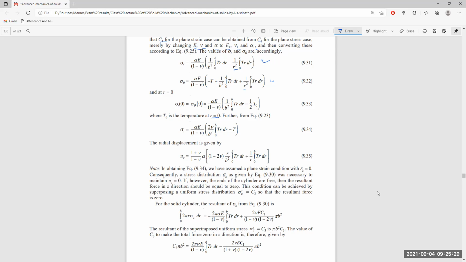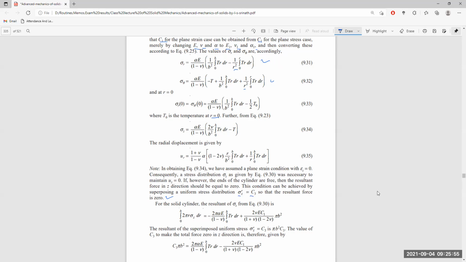However, if the ends of the cylinder are free, then the resultant force in the z direction should be equal to 0. So in that case, both the potential uz will be available, but the resultant of sigma z will be equal to 0. This condition can be achieved by superposition of a uniform stress distribution sigma z dash equal to C3, so that the resultant force is equal to 0 itself.